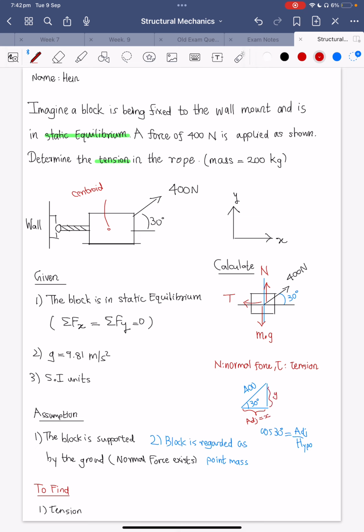This one is Y. So X over 400 is cos 30. Therefore, my X is 400 cos 30, right? So this is just using the Pythagoras theorem. And I'm going to copy this one to another page.